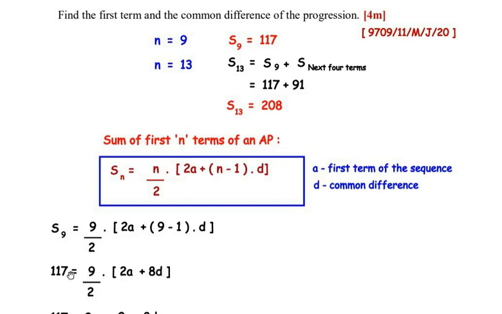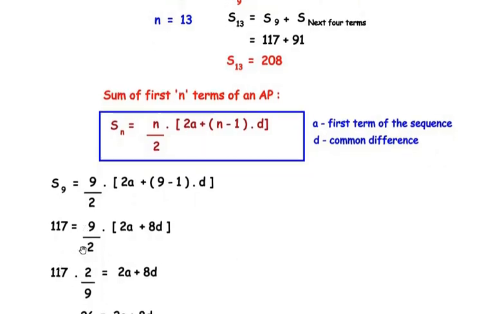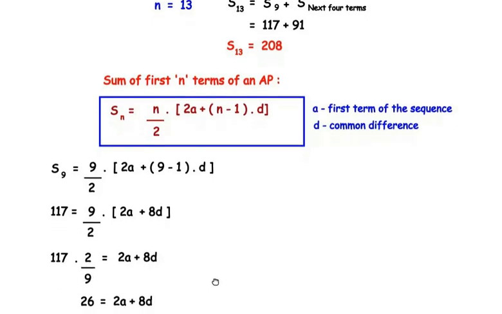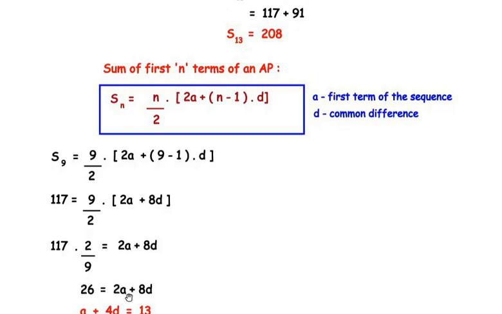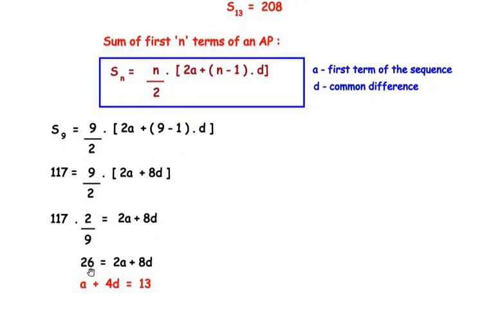Now let us take this fraction to the other side of the equal sign. So we get 117 times 2 over 9, as the fraction flips upside down, equals 2a plus 8d. The left hand side gives 26 equals 2a plus 8d. Now we divide each term by 2: 2a divided by 2 gives a, 8d divided by 2 gives 4d, and 26 divided by 2 gives 13. So a plus 4d equals 13. I have simplified the equation, so let us consider this as equation 1.